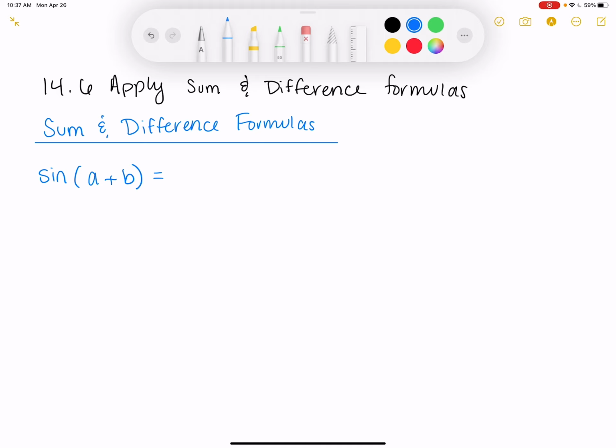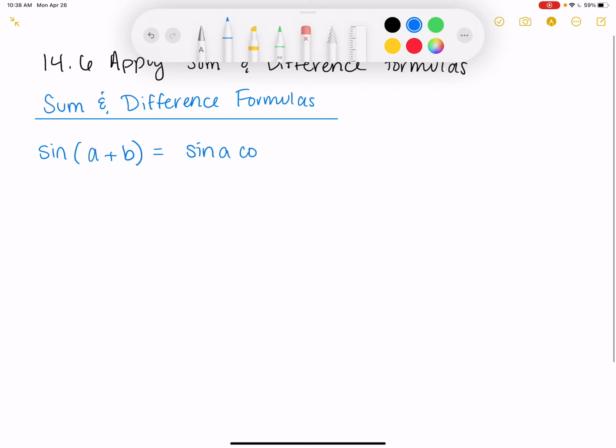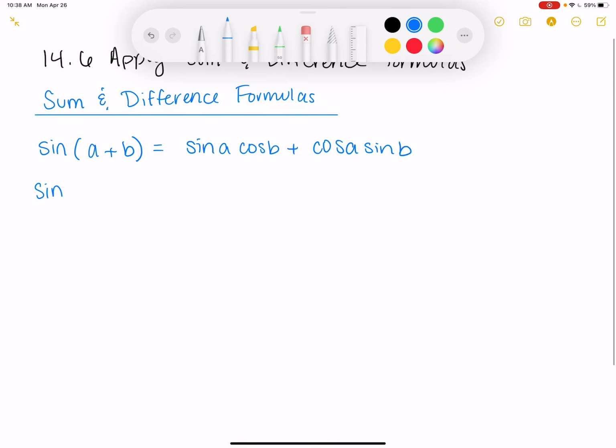Okay, the sine of A plus B is equal to the sine of A cosine of B plus cosine of A sine of B. Okay, and then the difference formula for sine is the sine of A minus B is equal to the sine of A cosine of B minus the cosine of A sine of B.